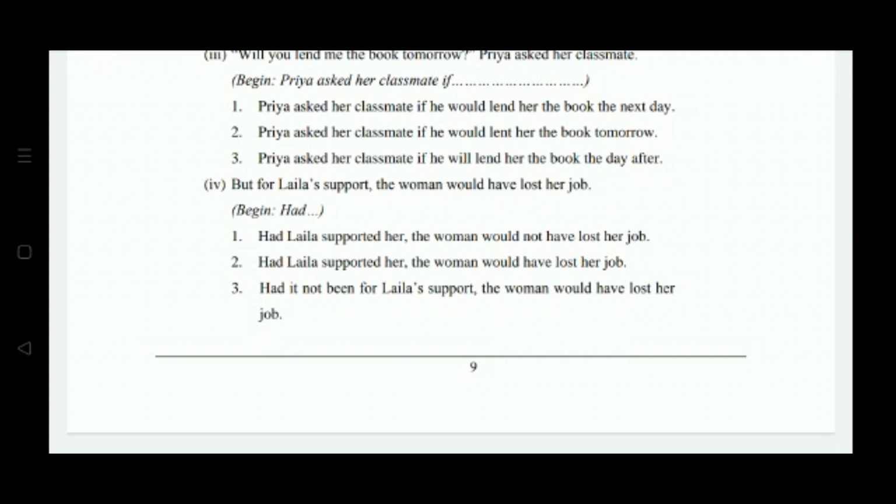Begin had. Here our topic of discussion is the expression "but for". यदि ऐसा ना हुआ होता तो क्या होता? But for Laila's support, यदि Laila support ना करती, the woman would have lost her job. So, option 3. Well, first let's read all the options. Had Laila supported her, the woman would not have lost her job. Had Laila supported her, the woman would have lost her job. Not possible. Had it not been for Laila's support, the woman would have lost her job.